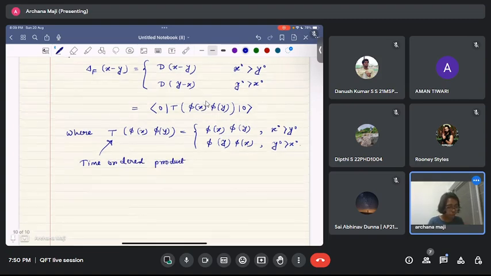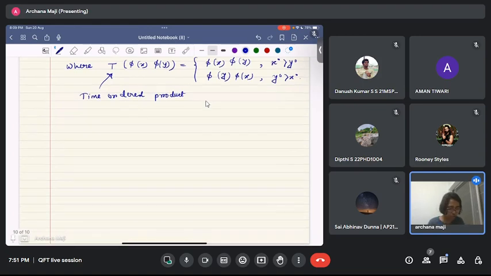Okay. Now there is an integral representation of this Feynman propagator. How that integral representation turns out to be D(x minus y) when x0 is greater than y0, and D(y minus x) when y0 is greater than x0, is what we will see in detail. Let me write down the integral representation first. The Feynman propagator is the integral d4p over (2 pi)^4 of i divided by p squared minus m squared, times exponential of minus i p dot (x minus y).